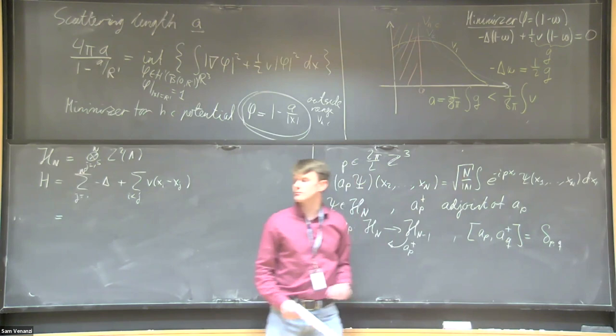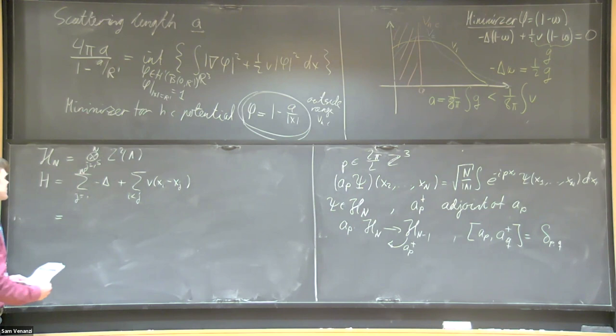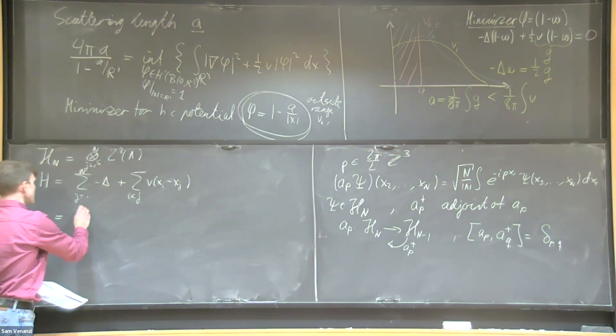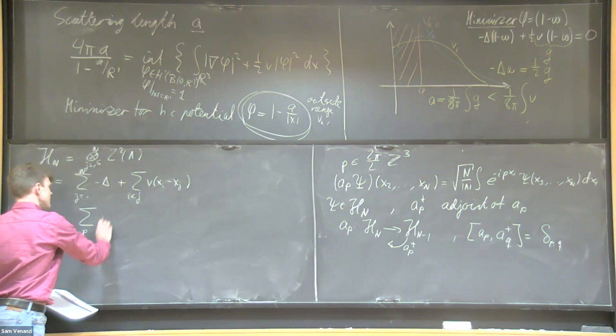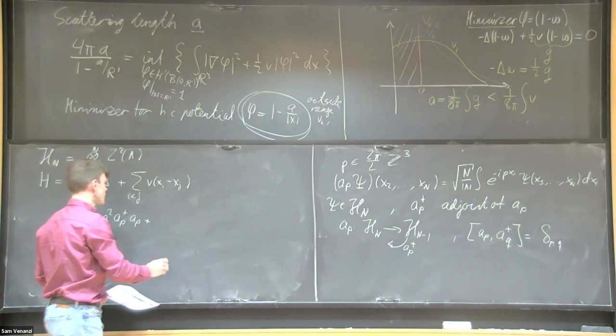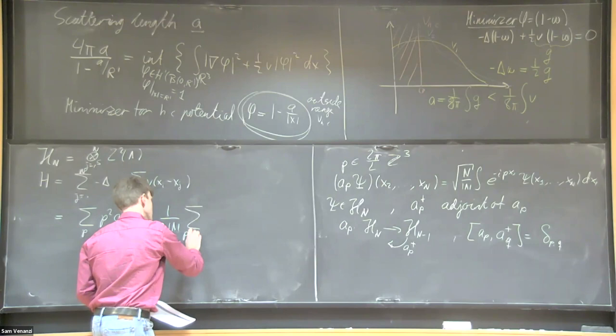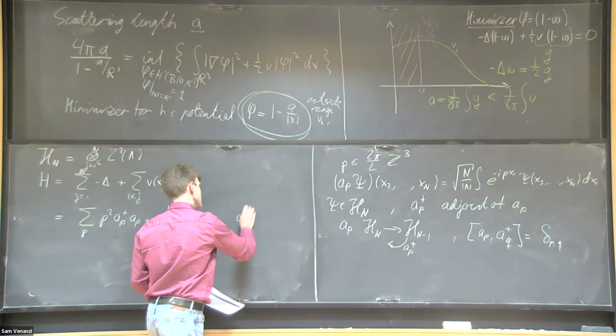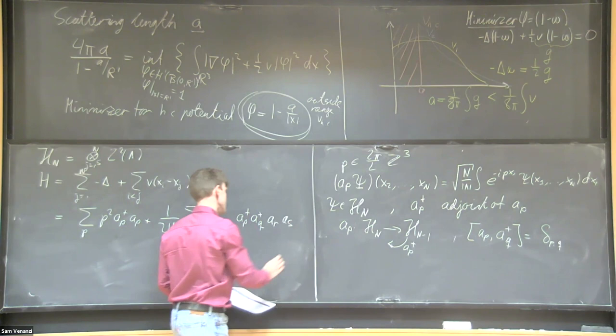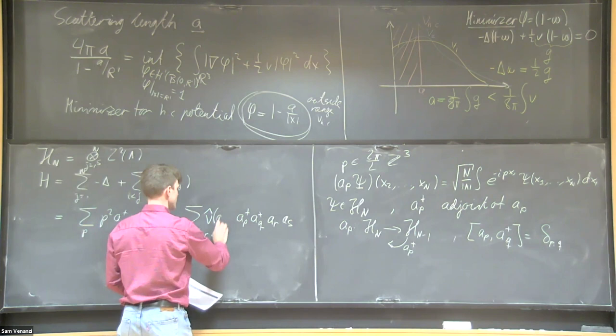In terms of these operators, my Hamiltonian can just be written as a sum over p of p squared, ap dagger ap, plus 1 over 2 lambda, a sum over p plus q to the power of s of ap dagger aq dagger ar as v hat of q minus r.